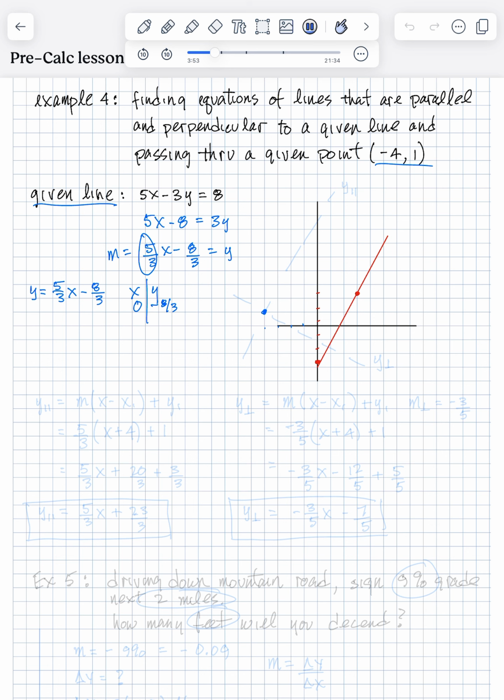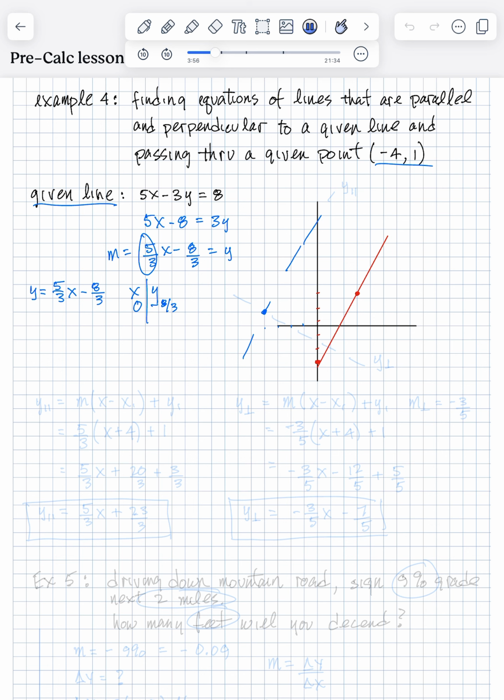So if I just sketched in a parallel line, kind of like that, and we're going to call this y parallel. And then I'm going to sketch in a perpendicular line, kind of something like this, and we're going to call this y perpendicular. Now, I just sketched those. I didn't do them really accurate, but I just wanted to give you an idea of what we're trying to find. So let's go ahead and solve for y parallel first.